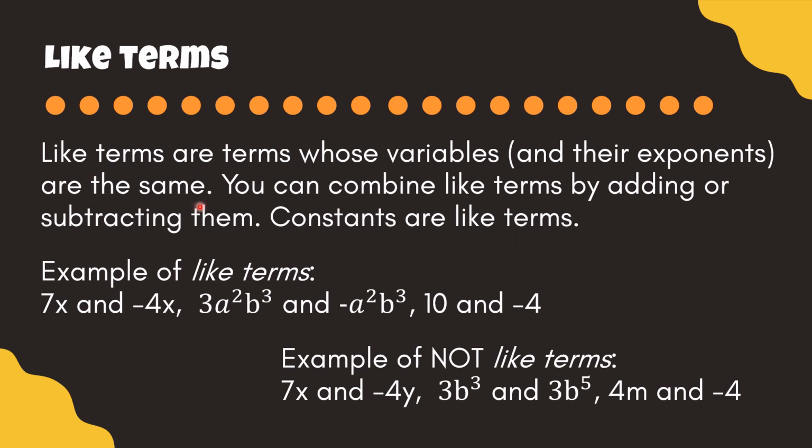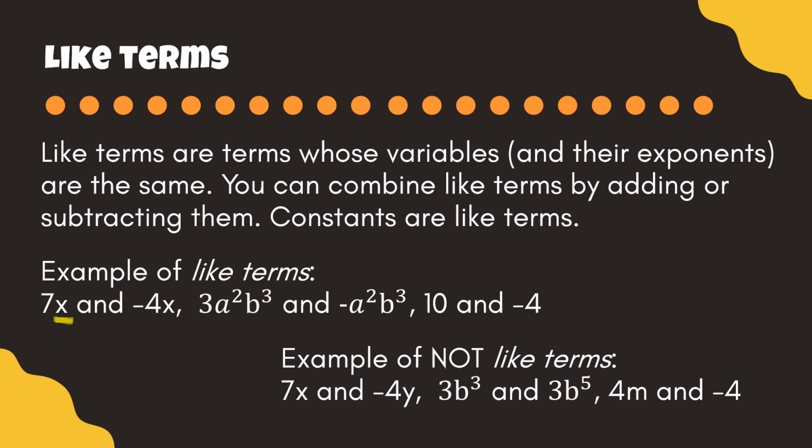Like terms. Like terms are terms whose variables and their exponents are the same. You can combine like terms by adding or subtracting them. Constants are like terms. Example of like terms, we have 7x and negative 4x. They are like terms because they have the same variable, x, and their degree is also the same, which is 1.